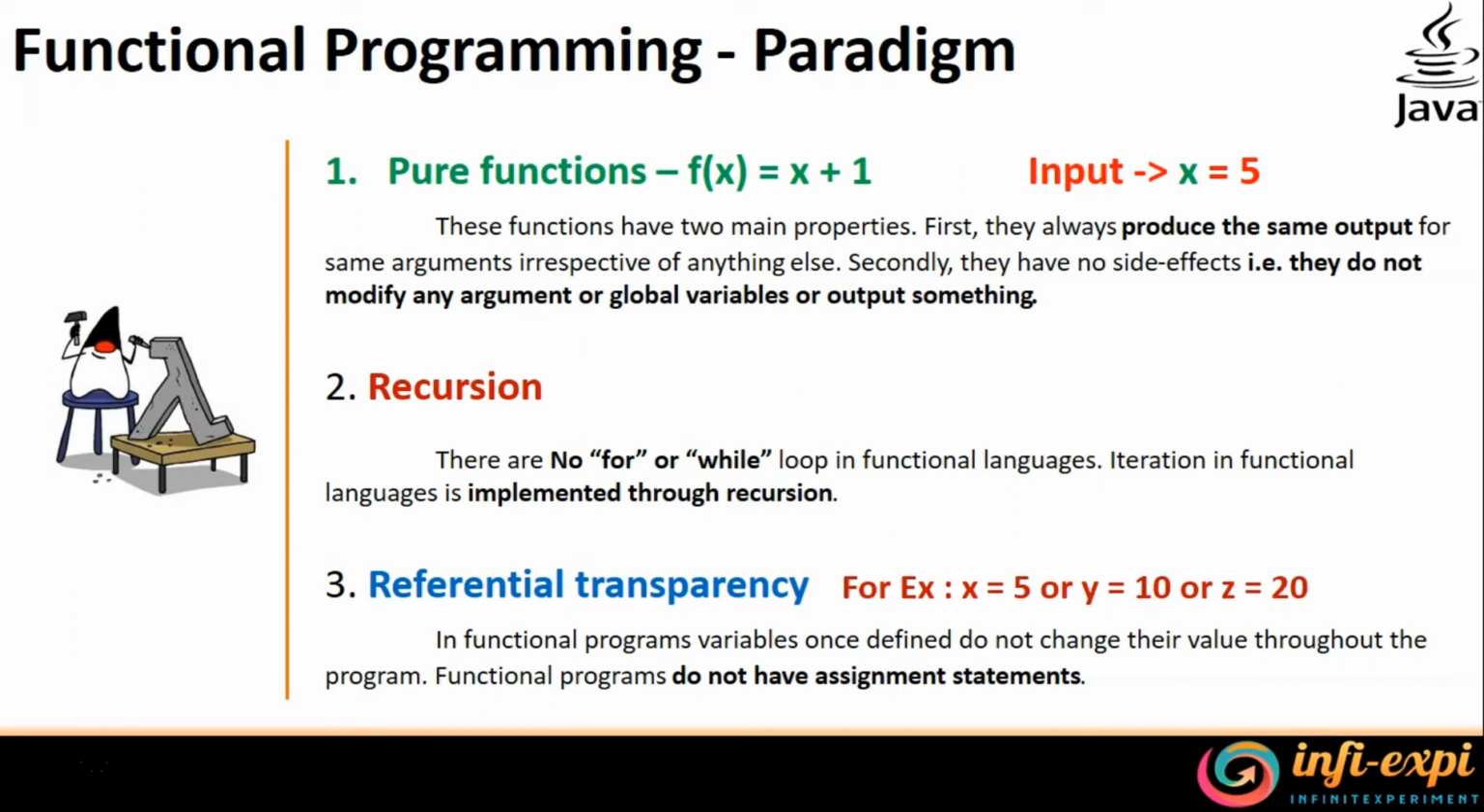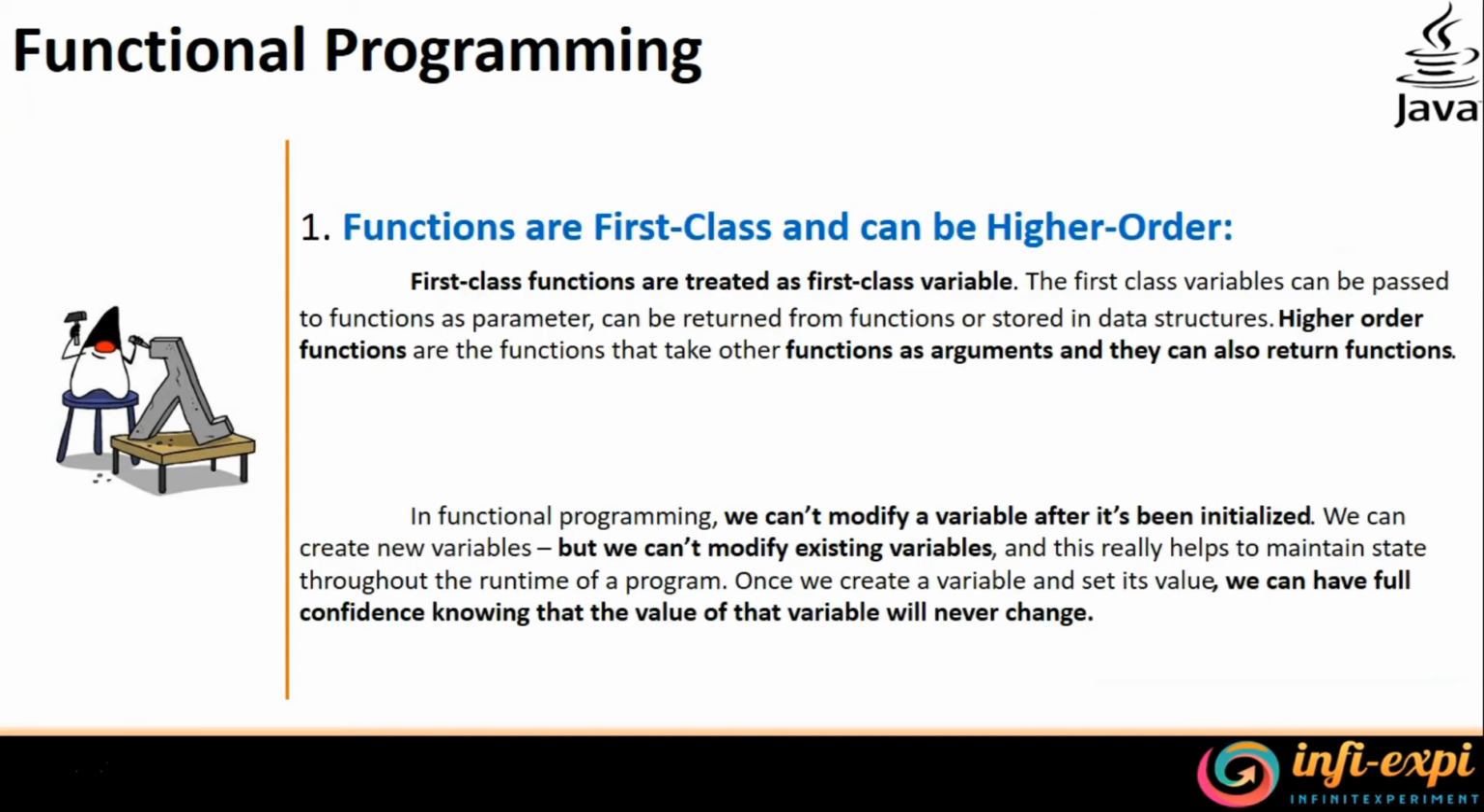So an example is x equals 5, or y equals 10, or z equals 20, which you cannot do. You are not entitled to assign a value to a variable. Generally it means you don't have the privilege to assign a variable in functional programming statements. No assignment statements are permissible in functional programming. That means referential transparency.